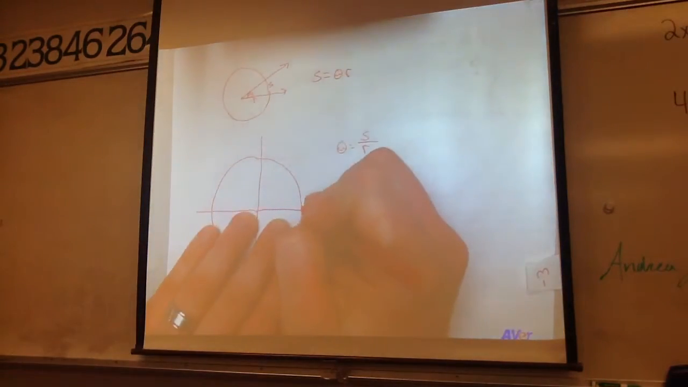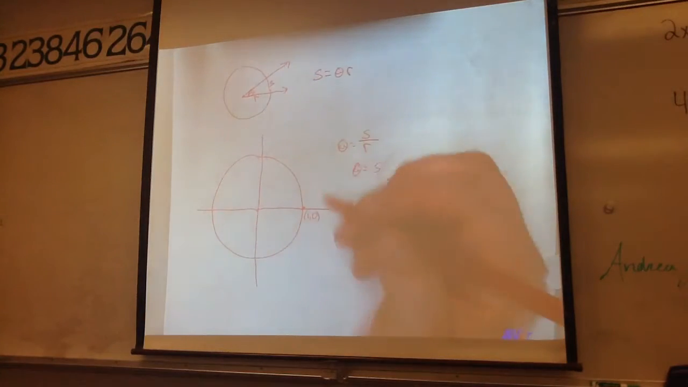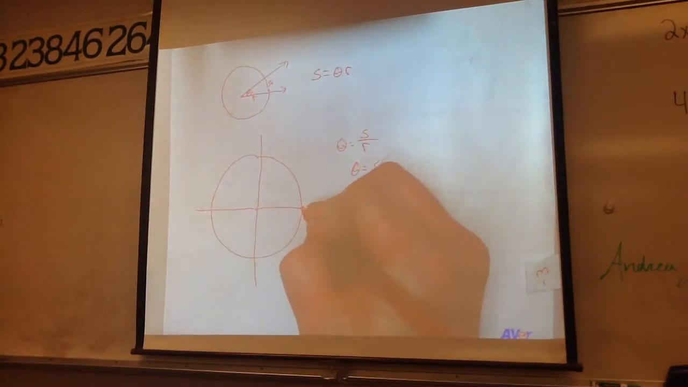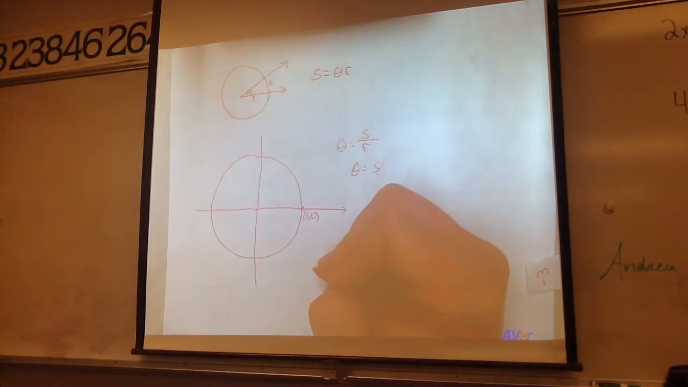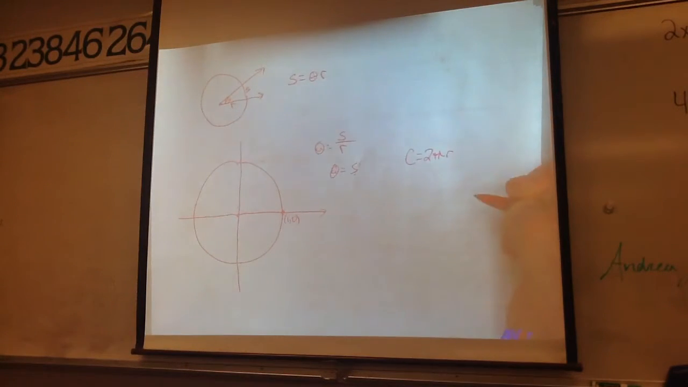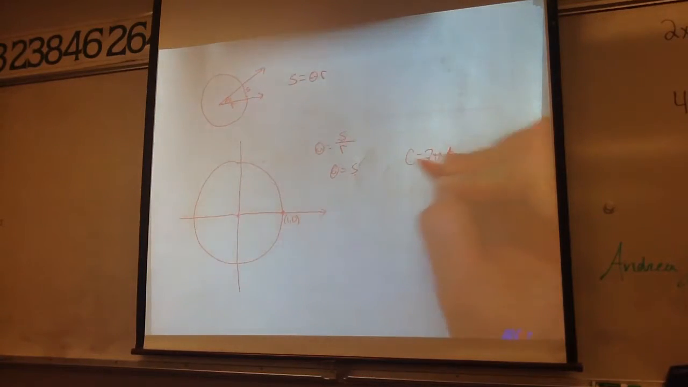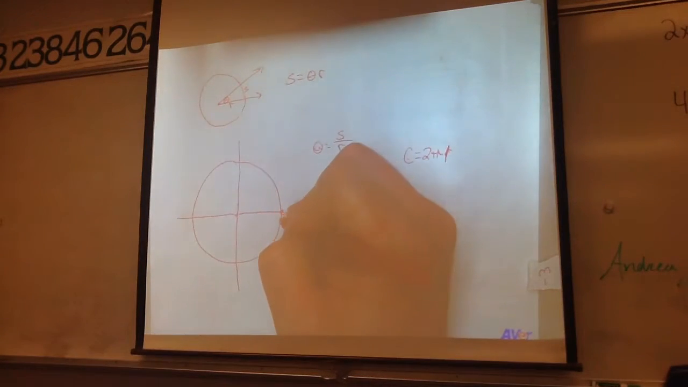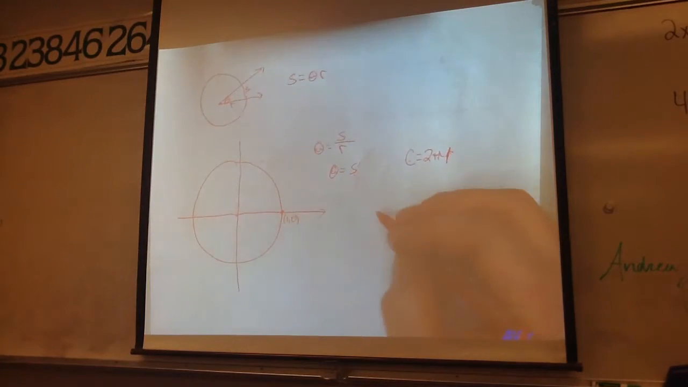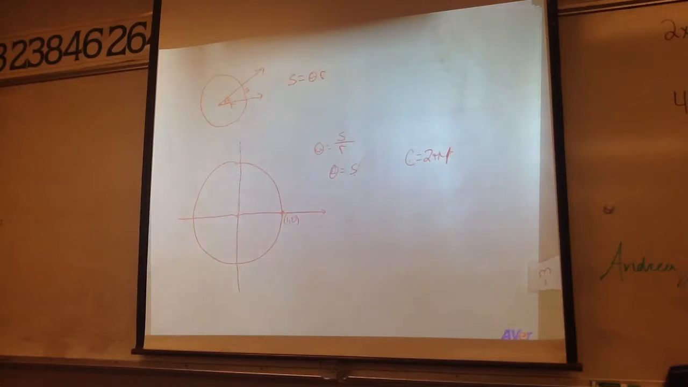So what arc lengths do we know? We know a full circle, don't we? 360. No, the arc length, from here all the way around to here. It's 2 pi. The circumference equals 2 pi r. And since the radius is always 1, circumference is 2 pi. So this angle, a 360-degree angle, is 2 pi. You're not feeling that?